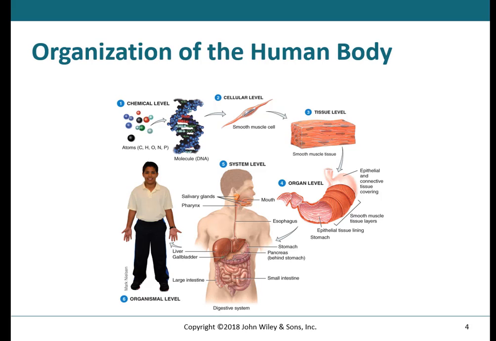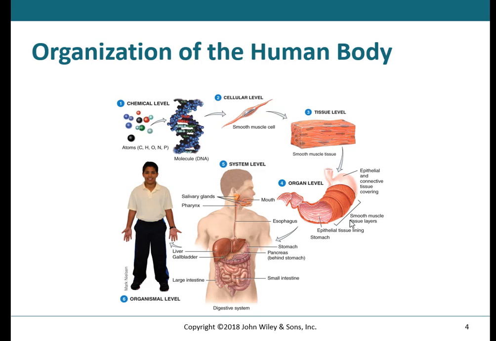When you have several of the same types of cells together, you get a tissue. So in this case, we're talking about smooth muscle. We have a single smooth muscle cell. Now we have a bundle of them together. That's a smooth muscle tissue. When you have different tissues, there's four major tissue groups: epithelial, connective, muscle, and nervous. When you have different tissues working together to perform a function, then we get the organ.